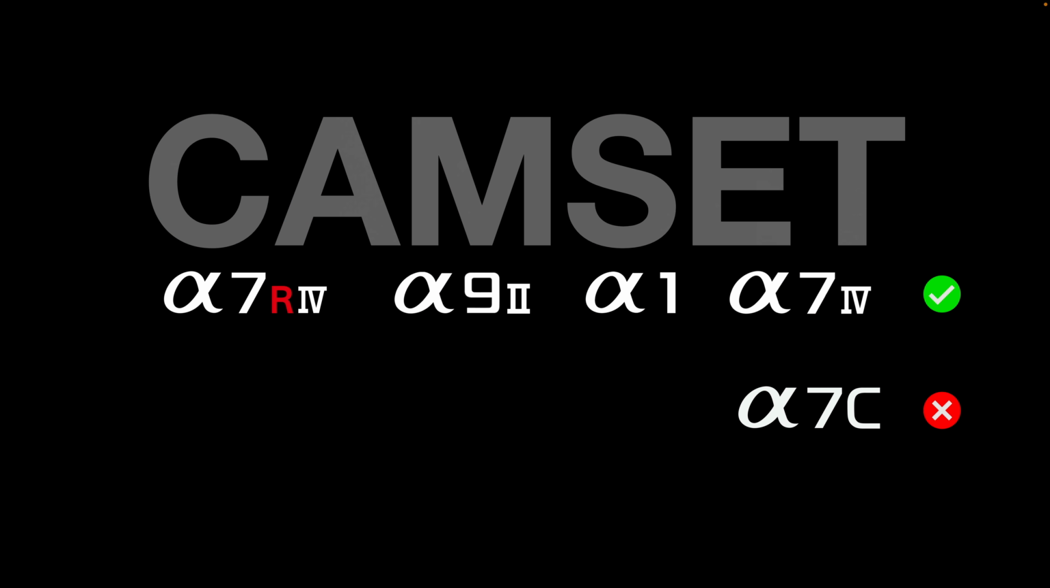One of the things that I should also point out is I can set up a camera such as the Alpha 7R4, Alpha 9.2, Alpha 1, Alpha 7.4 from a camera setting file copied to a memory card. Now some of the late model cameras such as the A7C don't allow this.